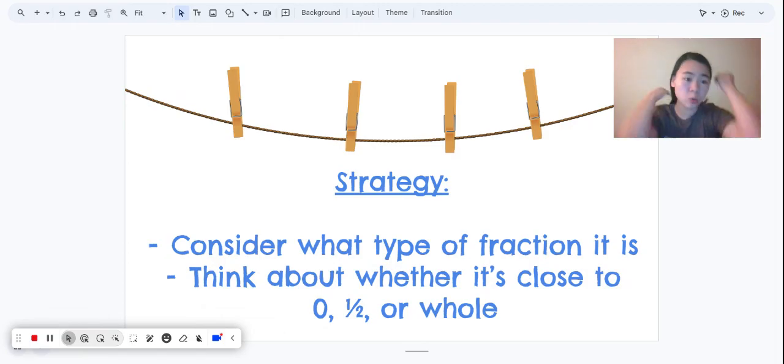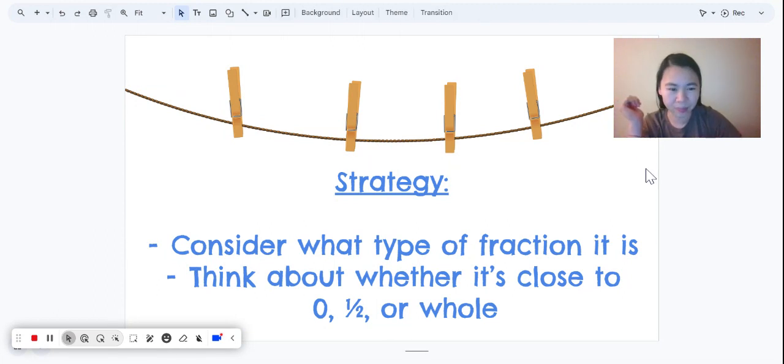Knowing your benchmark fractions will also really help. Benchmark fractions are a half. Everybody should know a half is 1/2, 50%, 0.5. A third, 33%. A fourth, that's a quarter, 25%. A fifth, that's 20%. And a tenth, that's 10%. So those are your benchmark fractions. If you know those 5, then you really know several fractions. So if you can try your best to remember those benchmark fractions, a half, third, fourth, fifth, and 10th, then it will make your life a lot easier.